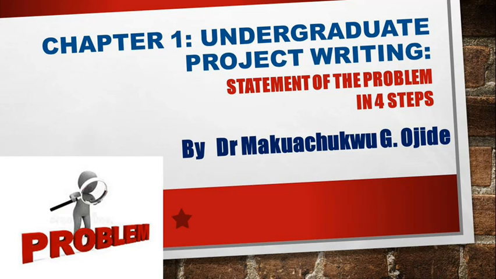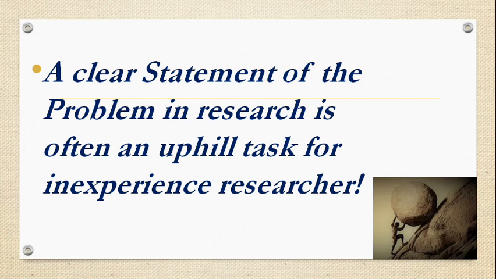Following my discussion on how to write chapter 1 of an undergraduate research work, and the feedback from friends who wanted me to discuss in detail how to write the statement of problem, because often this is an uphill task for new researchers who are just starting. Sometimes it's very difficult to know what to write. A clear statement of problem in research is always an uphill task for inexperienced researchers.